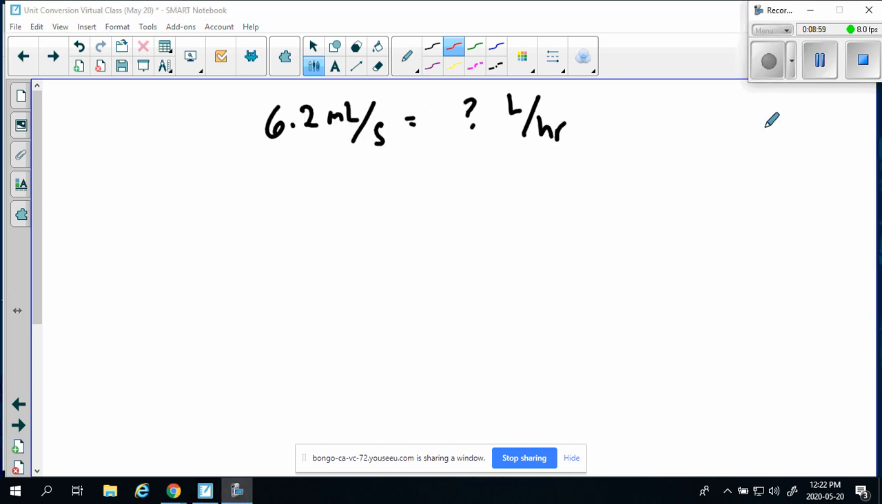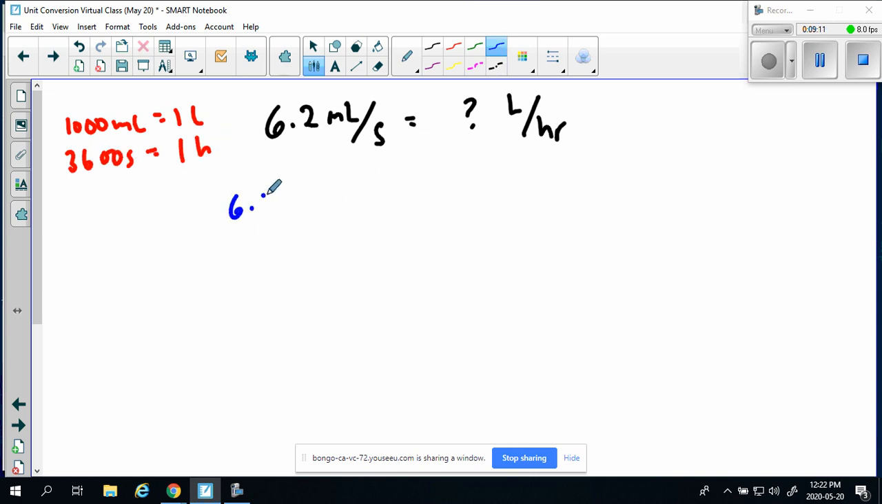So let's take a look at the conversion factors we're using here. Milliliters to liters. So I know that there's 1,000 milliliters in 1 liter. And then seconds and hours. So 3,600 seconds in 1 hour. Let's take a look. 6.2 milliliters per second.